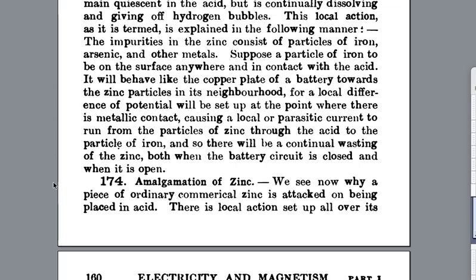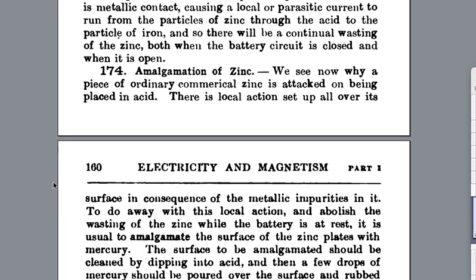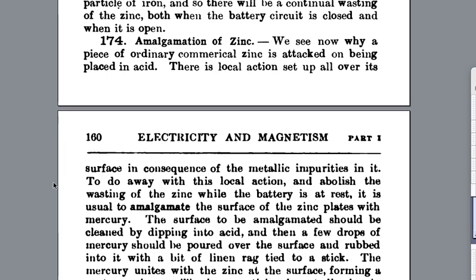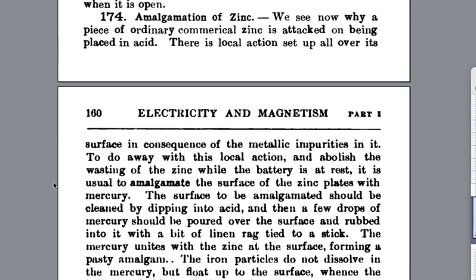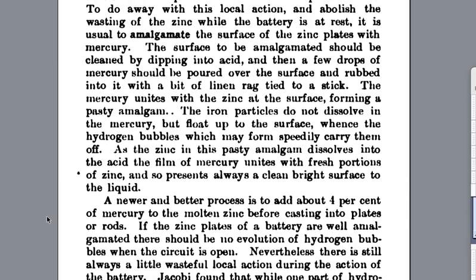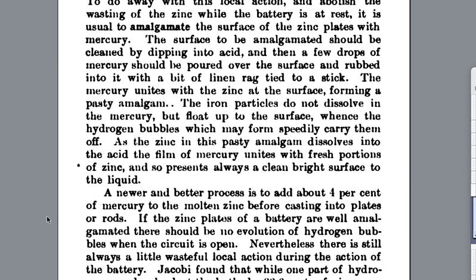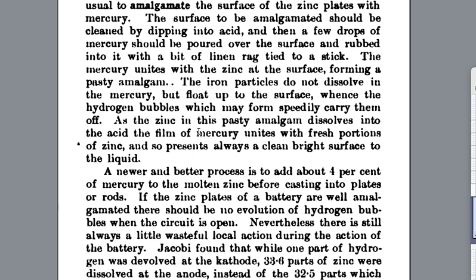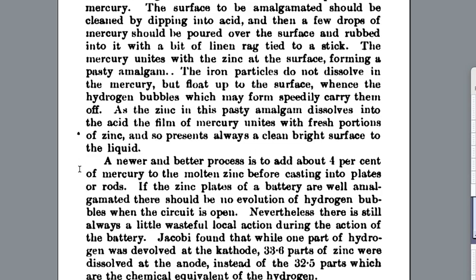Ordinary commercial zinc is attacked by acid due to local action caused by its impurities. To prevent this waste, the zinc plates are often amalgamated with mercury. The surface is cleaned by dipping it into acid, after which a few drops of mercury are poured over it and rubbed in with a cloth. This forms a pasty amalgam of zinc and mercury. Impurities like iron do not dissolve in mercury and are carried away by hydrogen bubbles. As the zinc dissolves in the acid, the mercury amalgam continuously exposes fresh zinc to the liquid, maintaining a clean, bright surface.